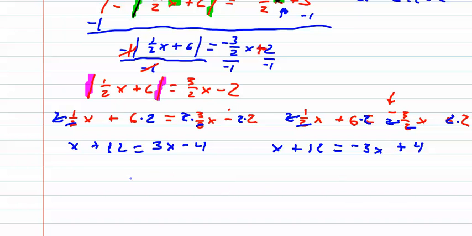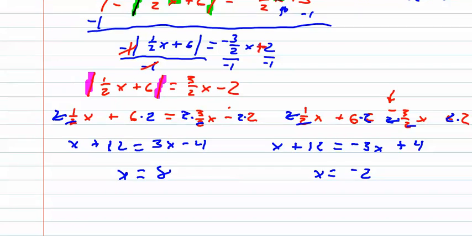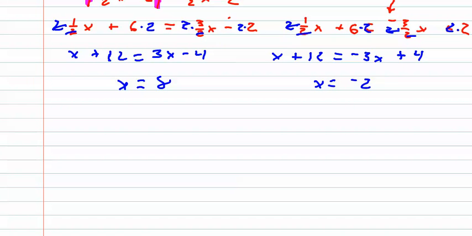When you solve, you're going to get, on this side, x equals 8. And on this side, you're going to get x equals negative 2. And that was magic. All right, you have to show your work. Now we have to put this into the original equation.